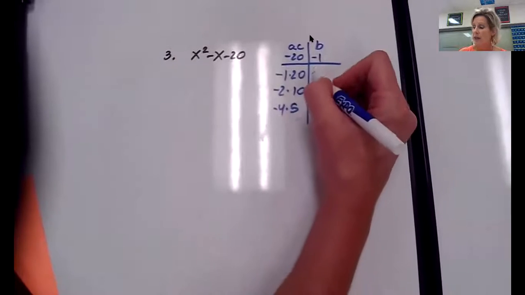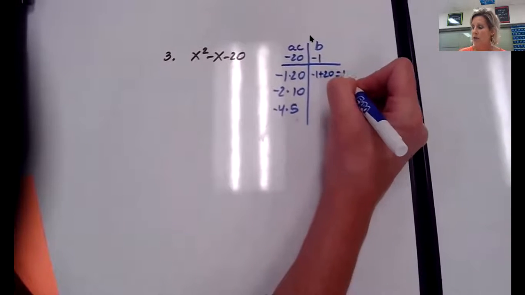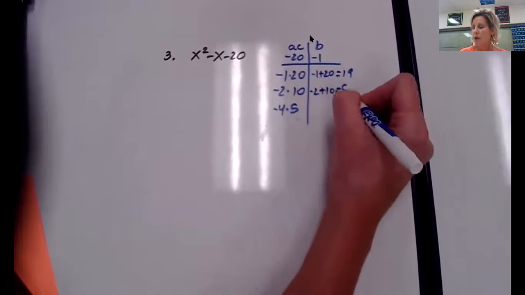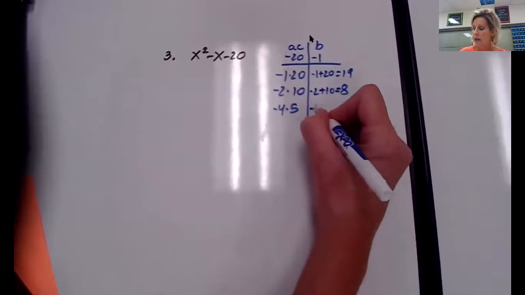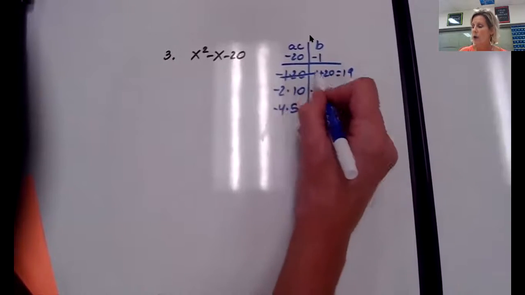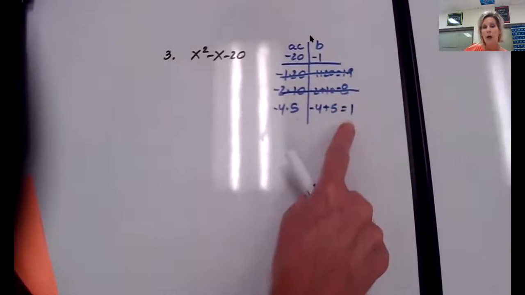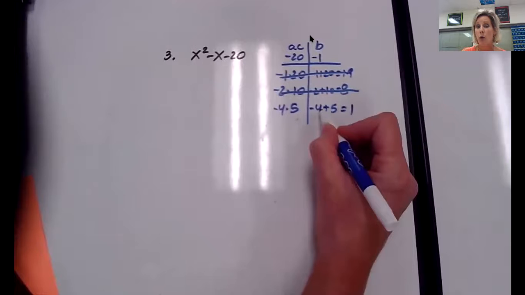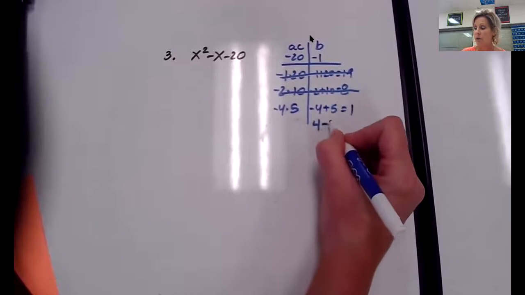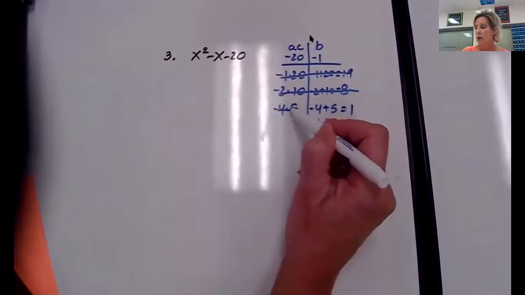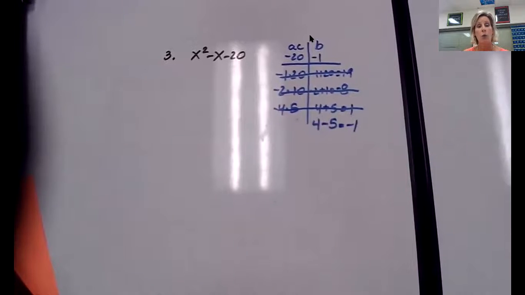So when you add these, negative 1 plus 20 is positive 19. No. Negative 2 plus 10 is positive 8. No. Negative 4 plus 5 is positive 1. Almost. So I want to remind you that if you get the right number, but your sign is backward, all you have to do is change it from negative 4 positive 5 to positive 4 minus 5. And then you'll have it. Okay? So if you get the right number, but the wrong signs, just flip your signs.